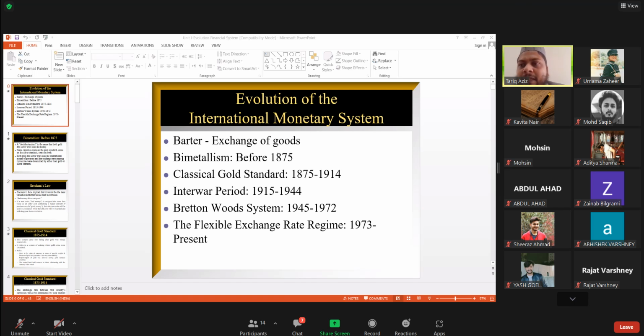So, for example, right now in India, the monetary system is controlled by the RBI. I mean, how much money should be printed, what should be the interest rate charged by the bank, what should be the interest rate charged by the central bank. All these things are decided by the RBI. So we can say that monetary policy is controlled by the RBI. But before 1875, money supply related decisions were not under the control of the government.